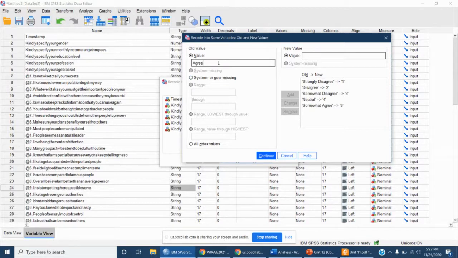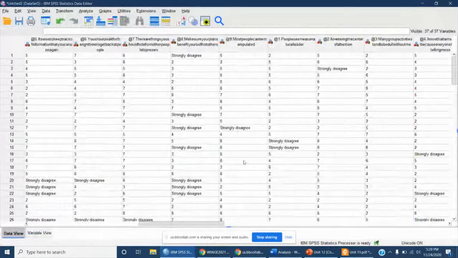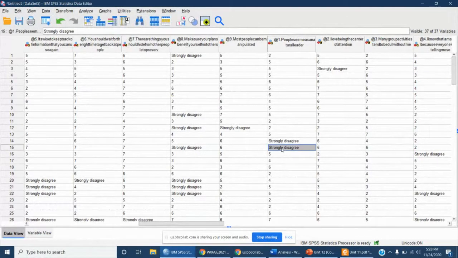Agree is indicated by 6. And lastly, strongly agree is denoted by 7 in our questionnaire. So we'll add it, click continue, we will click OK, and you would see that all the data has been transformed now. The data is not transformed for strongly disagree because I thought I had used capital D, but there is a smaller d here.